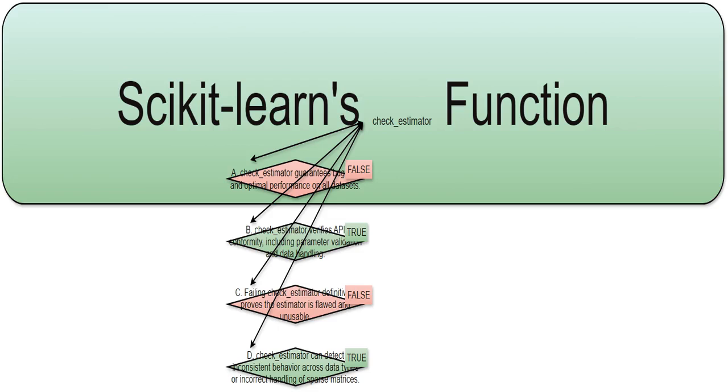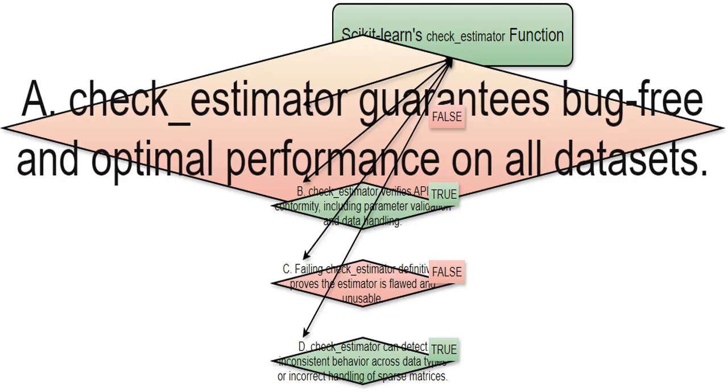This function in scikit-learn's sklearn utils estimator_checks module is like a QA tester for your custom machine learning estimators. It checks if they follow all the rules and conventions of scikit-learn's API. It doesn't guarantee perfect performance or bug-free code, but it helps catch potential problems early on. Nope, check_estimator focuses on API compliance. It doesn't cover all possible bugs or guarantee peak performance in every scenario. It's more about structure and adherence to standards than overall effectiveness.